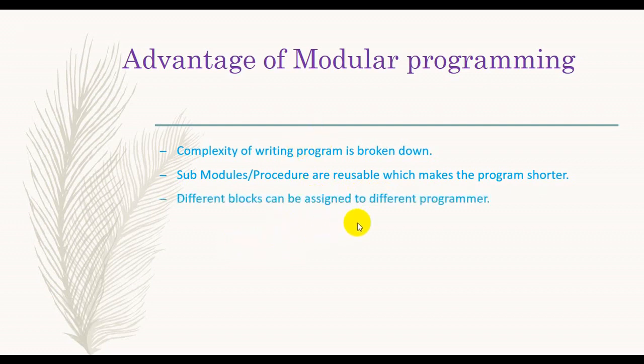Different blocks can be assigned to different programmers. Whenever we write a very long program, certain parts are to be given to some programmers, and this can be achieved in modular programming. When we do the work part by part, debugging becomes easier. The possibility of error is also reduced, and if there is any error, it will be easier to debug and even to edit, to make the changes there.